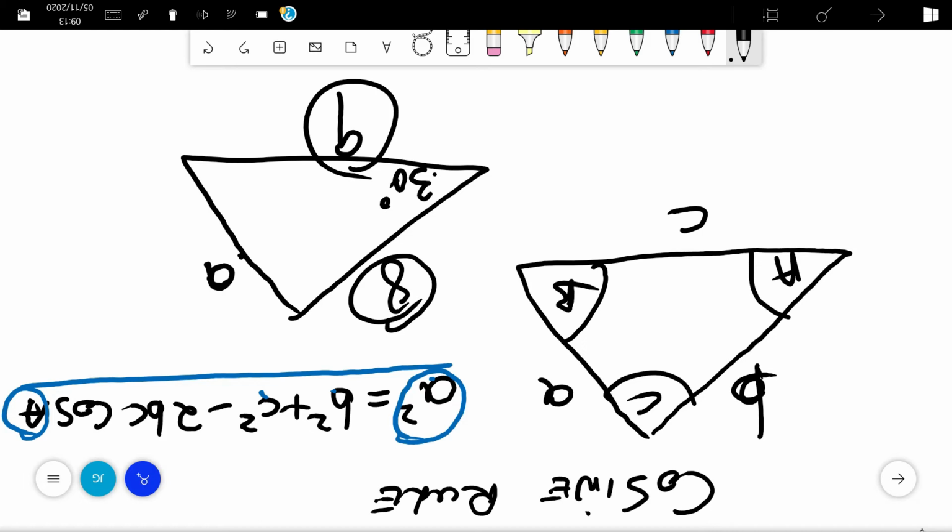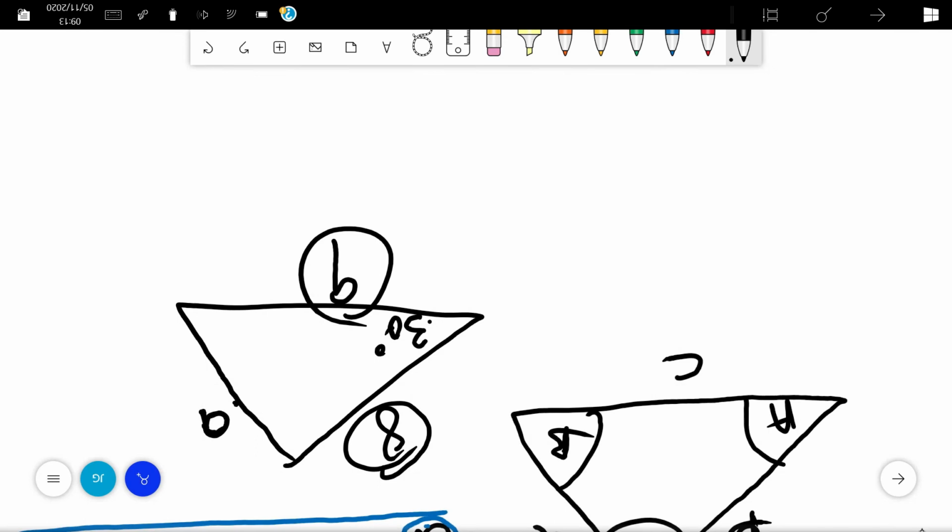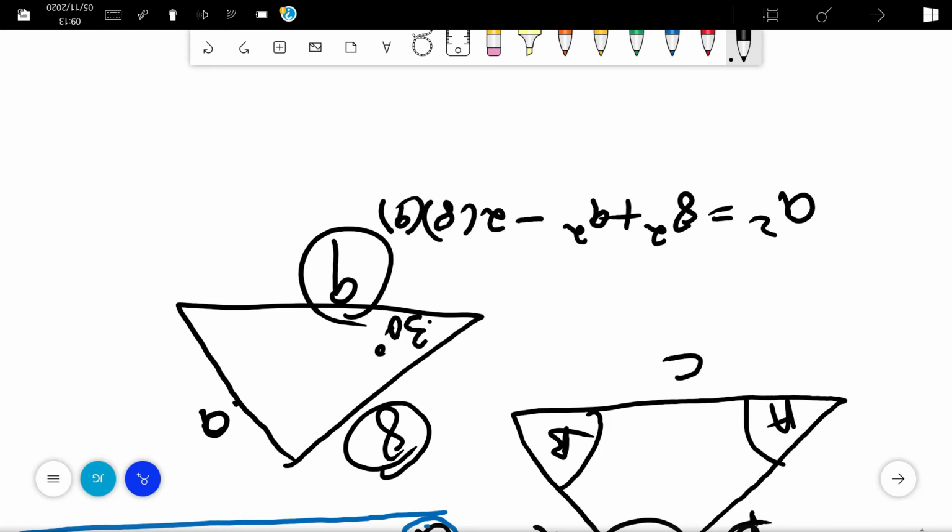So whatever angle I'm going to use in my formula, the beginning of my formula will be the opposite side to that. So in this particular example here, it will be A squared is equal to 8 squared plus 9 squared minus twice 8 by 9 by the cos of 30, and you just plug that into your calculator. So A squared is equal to, oh yeah, I want to show you something now.